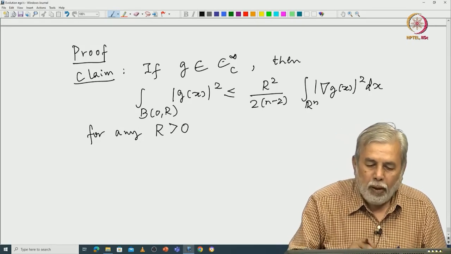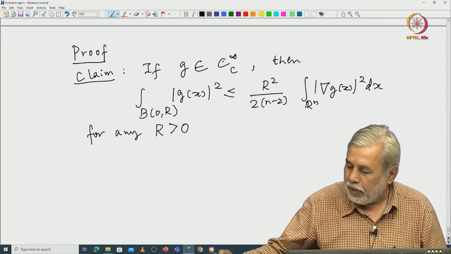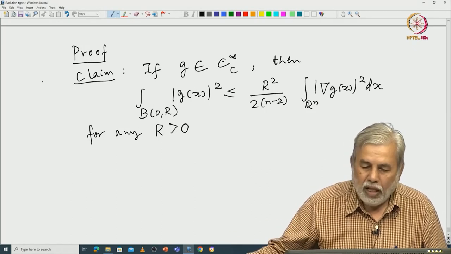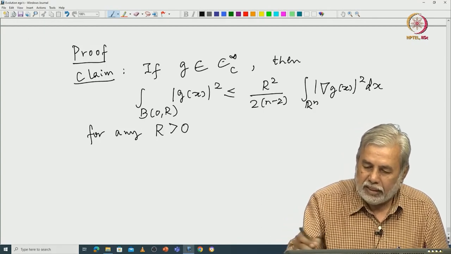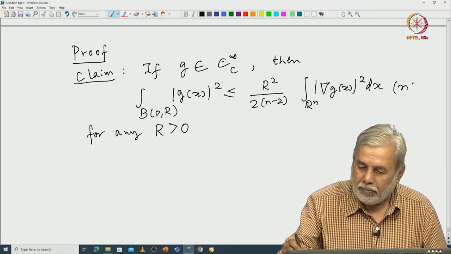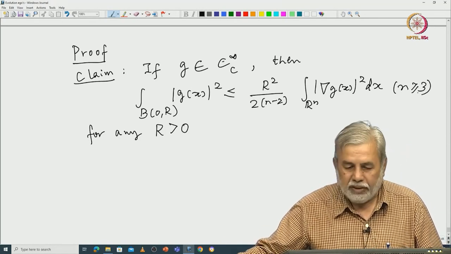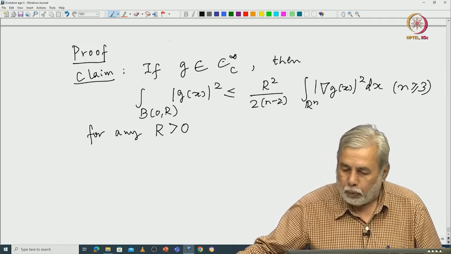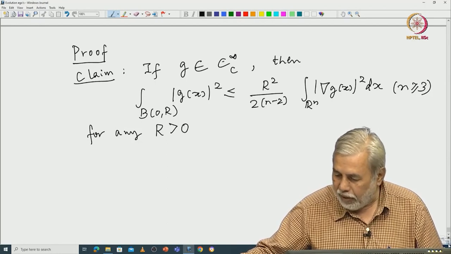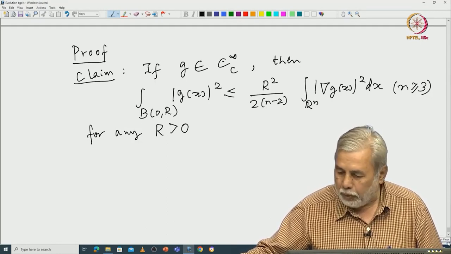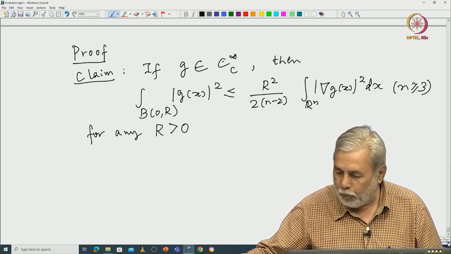So, you are expressing the L 2 norm of the function in terms of the L 2 norm of the gradient. So, this is like a Poincare kind of inequality. And here we are using that n is bigger than or equal to 3, and if you see the proof, it does fail for n equal to 2. Maybe there are different kinds of estimates when n equal to 2, but now we are not interested in that.